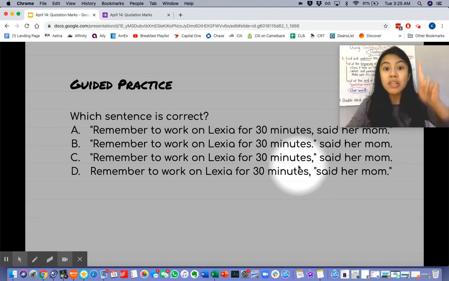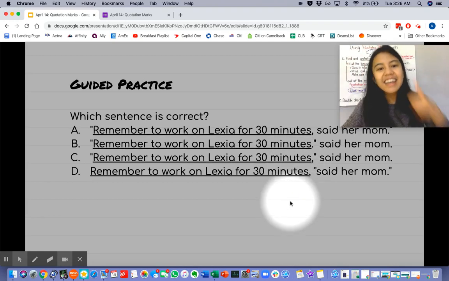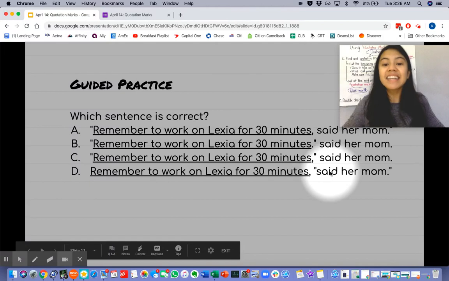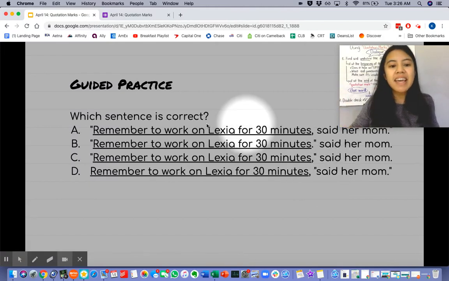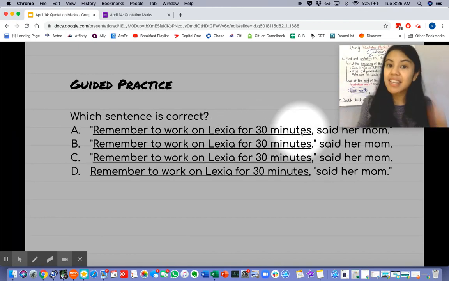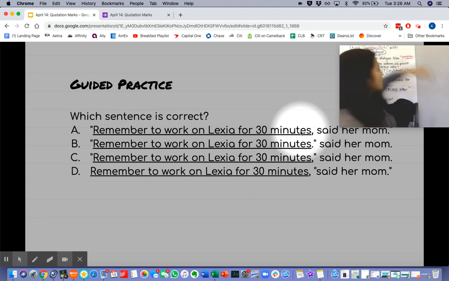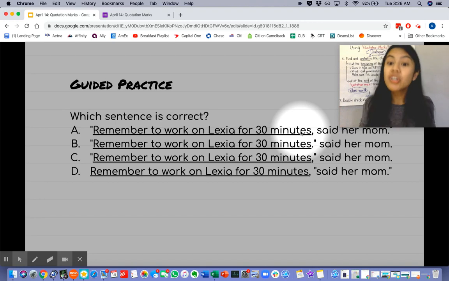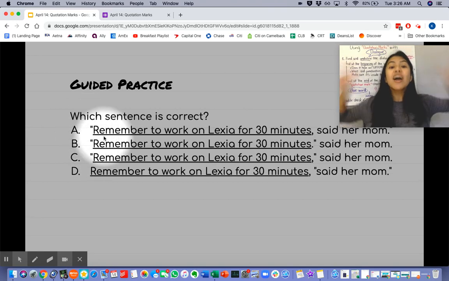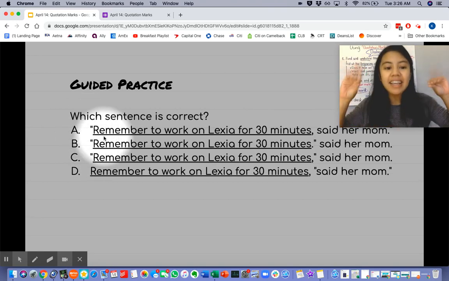Remember, our first step is to tell me. Yes, underline the dialogue. Easy peasy. I see that said is my clue word. What did the mom say? Remember to work on Lexia for 30 minutes. Now, just like the last question, this dialogue is in the beginning. So I need to ask myself, does it have an uppercase letter? And what end punctuation should it have? I also need to make sure that it has quotation marks around the dialogue.